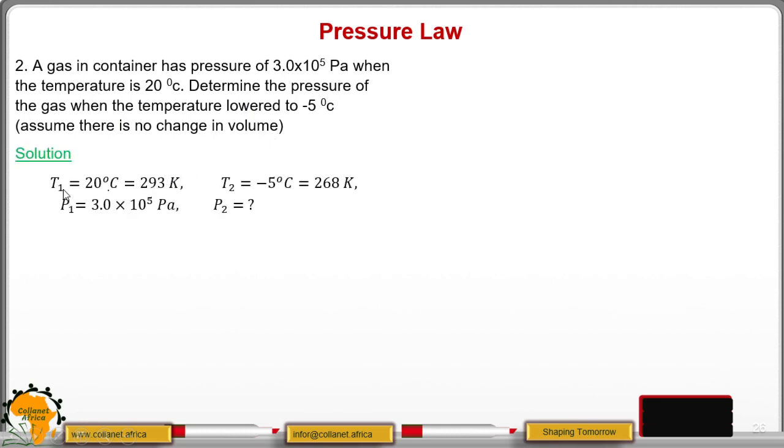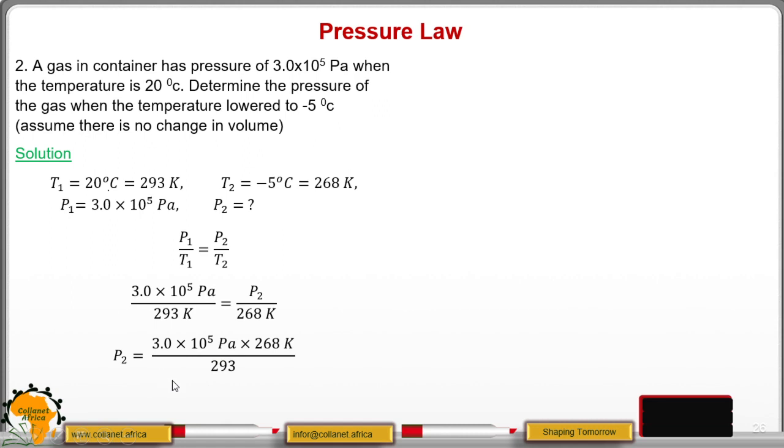So we proceed as follows. We are given the value T1 as 20, that is equivalent to 293. Remember, you're just adding 273. Then T2 is -5 degrees. Again, when you add 273, you get 268 Kelvin. You have P1 that is given as 3.0 times 10 to the power 5, and now we are looking for P2. Again, we start by writing the formula, and then after writing the formula, substitute the values. To get P2, you need just to multiply through by 268 Kelvin. By so doing, you find that your P2 is 2.744 times 10 to the power 5 pascals.